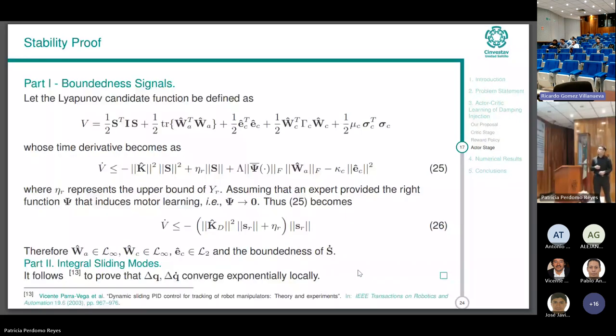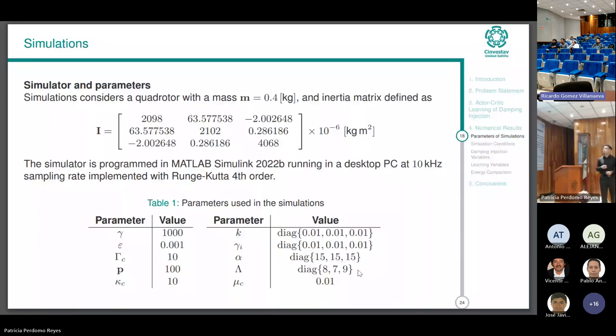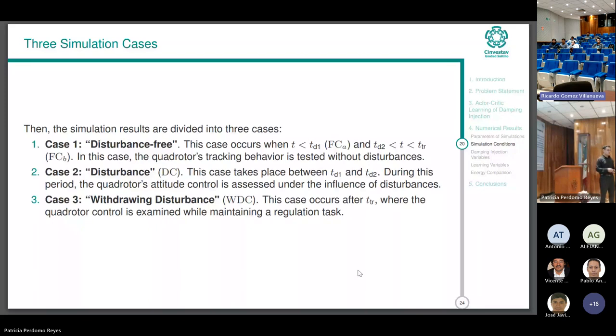In the simulation, we use these real parameters. The initial conditions for the Euler angles of the quadrotor are zero, and the neural network inputs are connected to the errors of the task. The weights we propose start at zero, and the task that we follow is presented in expression 27.